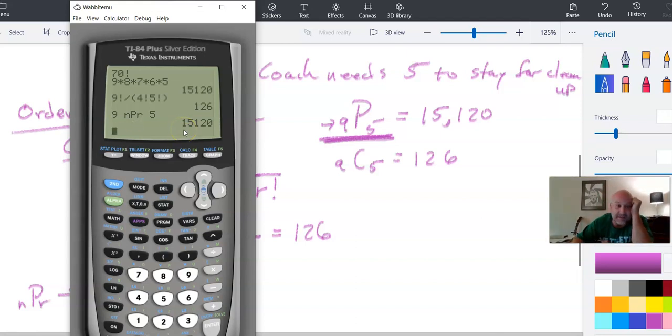Let's try it with NCR, see if we get 126. So I'll need the 9, and then math, probability, and then you notice the third choice is NCR. So we'll go 3, and then we want to choose 5, and enter, and we get 126. So we have shortcuts for all of this stuff. You don't have to enter them all in individually, which is kind of nice, actually.